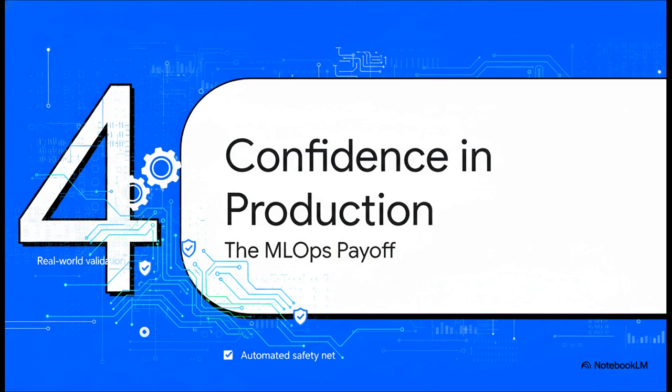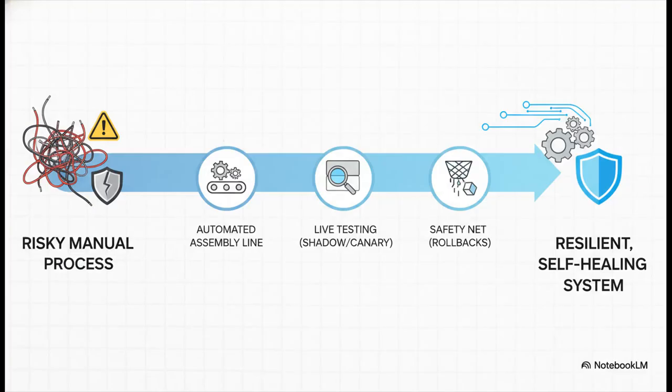So that's our three-part strategy, right? You've got the automation, the real-world validation, and that all-important automated safety net. This is what gives you genuine confidence when you're deploying AI into production. We've basically gone on this journey from a risky manual process to a resilient, self-healing system. We've seen how to build that automated assembly line, run models through a tough gauntlet of live tests, and create the ultimate safety net for when things inevitably go sideways.